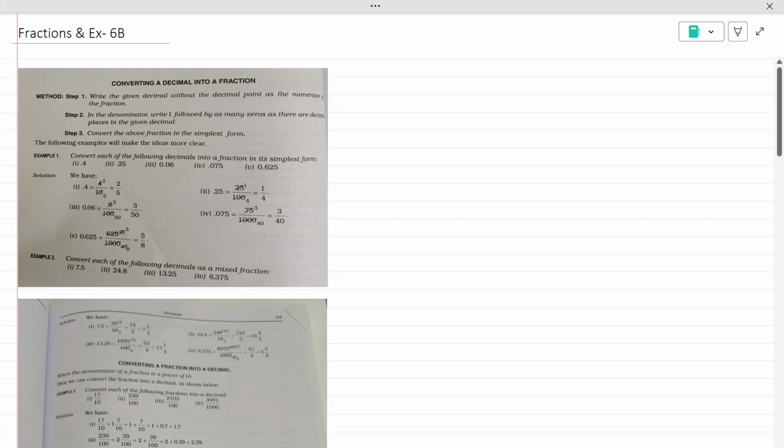Hello kids, in today's class we are going to move ahead in this chapter and we are going to learn how to convert a decimal number into a fraction first. Okay, so let us see what the steps are here. I'm taking one example, the first number given in this question, 0.4, which is a decimal number, and we have to convert this into a fraction.